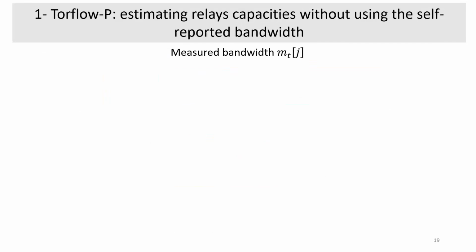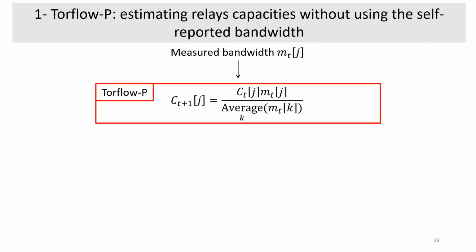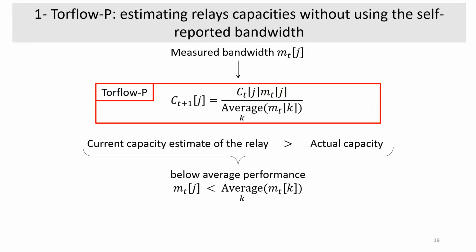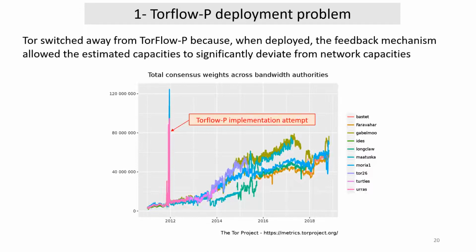A previous configuration of TorFlow did not use self-reported bandwidth. Instead, it adjusted the previous weight based on the current observation and the last estimated capacity. The intuition is similar. If the current weight of the relay is too high, it will have a below average performance and hence a below average measurement, and its weight will be adjusted down, and vice versa. We will note that Tor switched away from TorFlow P because when deployed, the feedback mechanism allowed the weights to significantly deviate from network capacities.